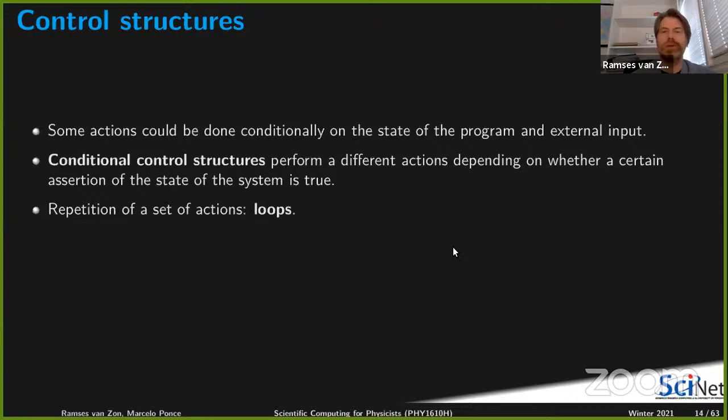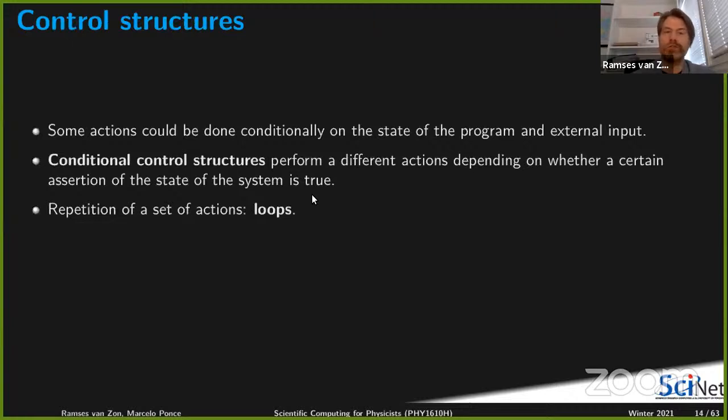Now, we don't always want to do the exact same computation, or the algorithm might have something that says, if your value is less than 1, do this, otherwise do something else. So you need control structures to do if statements. So control structures perform different actions depending on whether something is true or not.